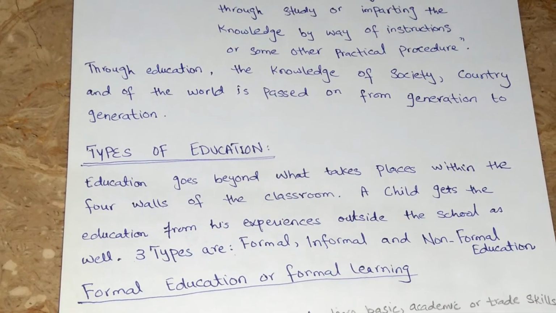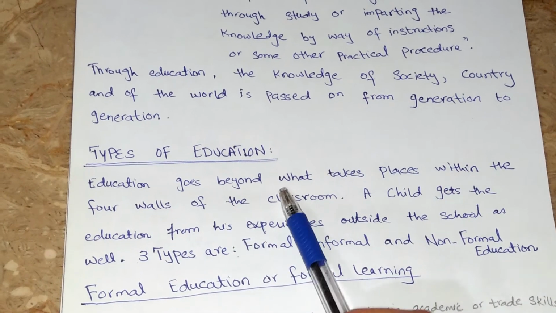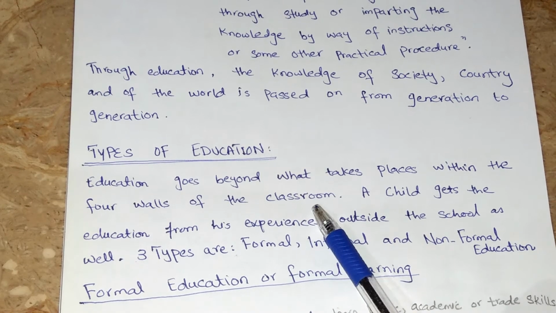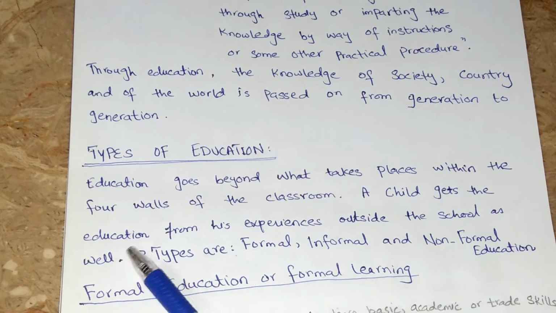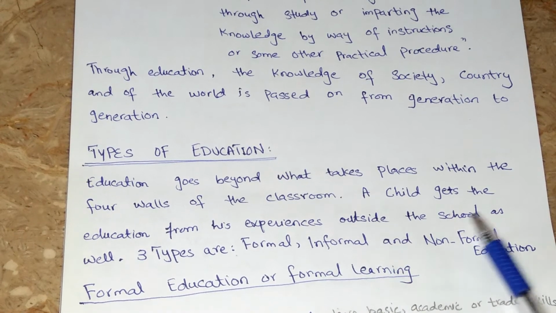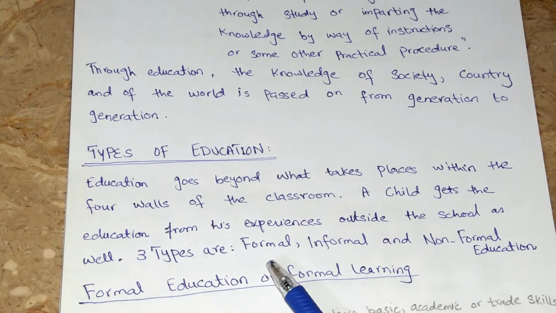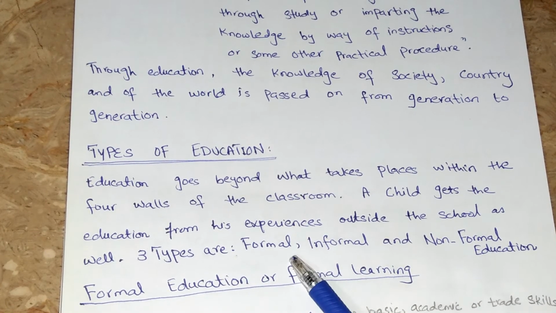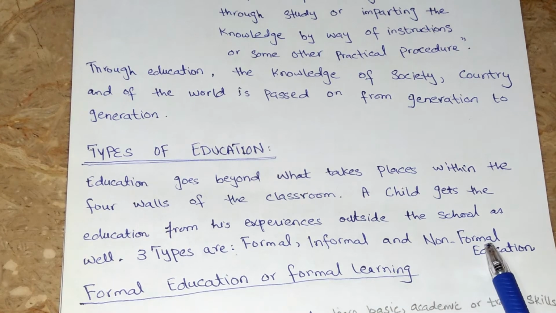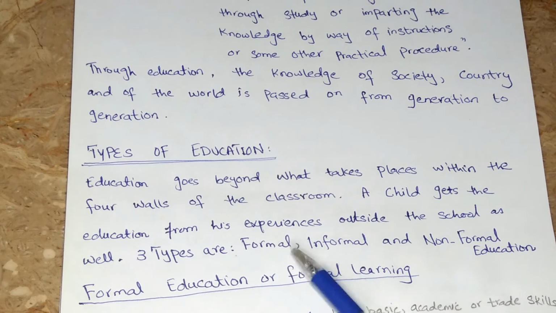So here come the types of education. Education goes beyond what takes place within the four walls of a classroom. A child gets education from his experiences outside the school as well. The three types are formal education, informal education, and non-formal education. Let's study formal education.